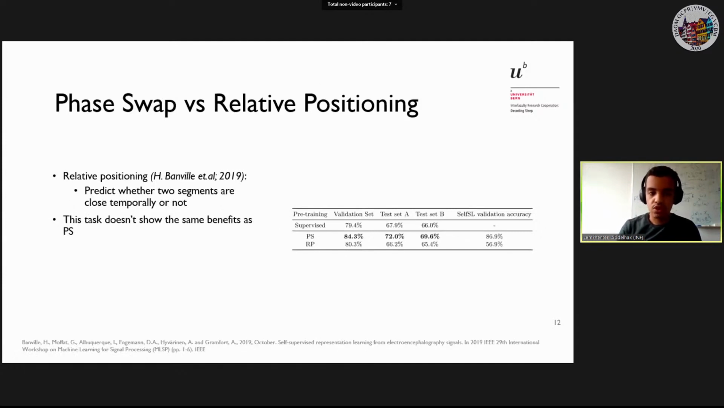We also compare our phase swap self-supervised training to another self-supervised method present in the literature, which is called relative positioning, in which the task is defined as determining whether a pair of 2 signal windows are nearby temporally or not. And we show that this task doesn't have the same benefit in terms of generalization as our task. As you can see on the table, computed on the sleep cassette dataset, the model pre-trained on the phase swap self-supervised learning task, denoted here by PS, is the top line, whereas the one trained on the relative positioning task is comparable to just the supervised baseline. So there's no additional benefit of using that.